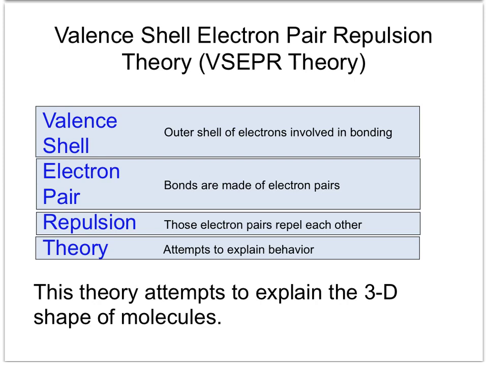Take the first letter of each word, VSEPR. Valence shell, outer shell electrons, those are the ones that are going to be involved in the bonding process. Electron pair, we're talking about the bonds between the atoms, which are made up of electron pairs. Repulsion, the fact that the electron pairs will repel each other. Theory, which is our attempt to explain this behavior that we see.